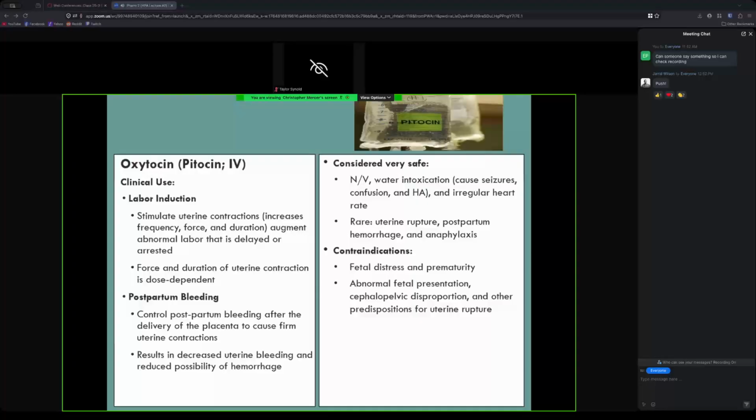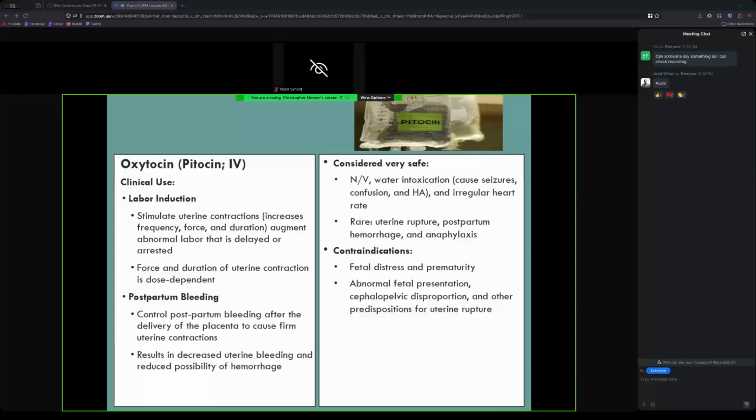Secondarily, we can use oxytocin to control postpartum bleeding. It's going to be given after delivery of the placenta, and that helps to cause a firm, sustained uterine contraction. So that's going to help mechanically compress uterine vasculature and slow down or decrease that uterine bleed, reducing risk of postpartum hemorrhage.